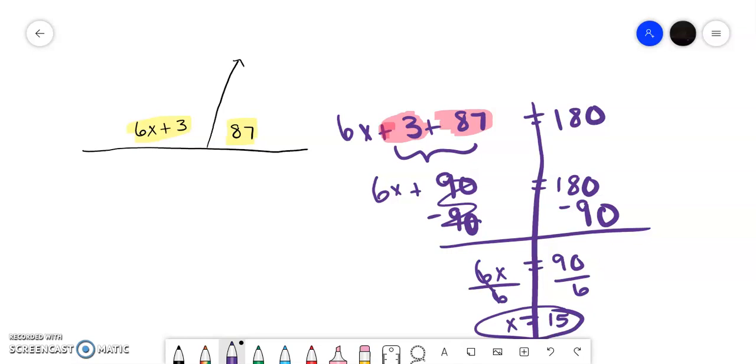Again, just to recap, all we did was take the expression in our first angle, 6x plus 3, add it to my 87, and set it equal to 180. So 6x plus 3 plus 87 is equal to 180. The rest of it is just solving equations until you get to your final answer, which is 15. We're going to do some more with this, but I think it's a good starting point.